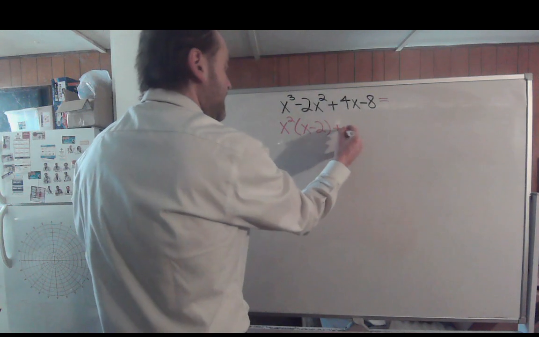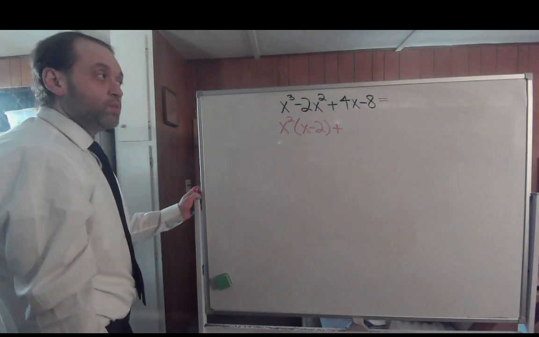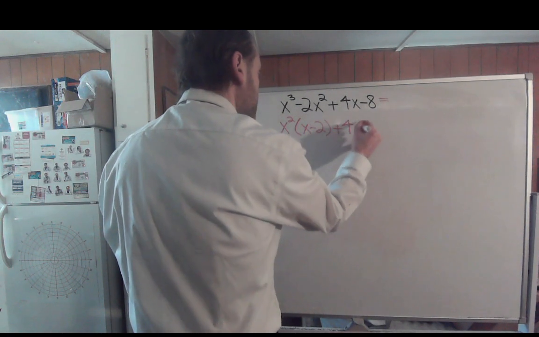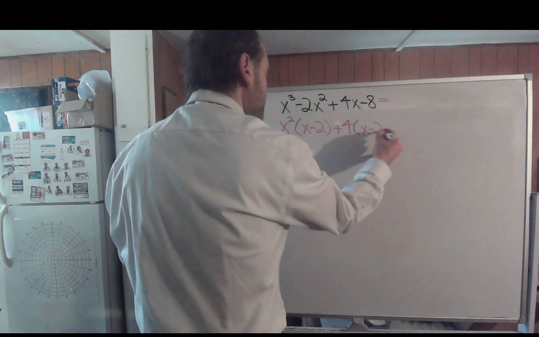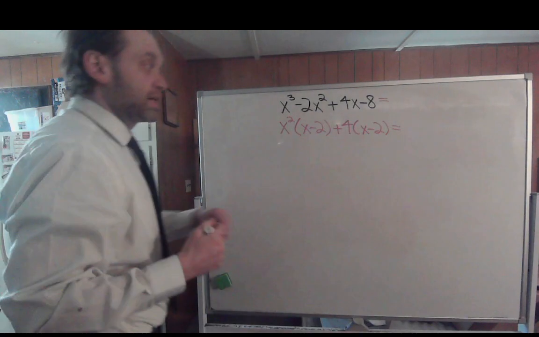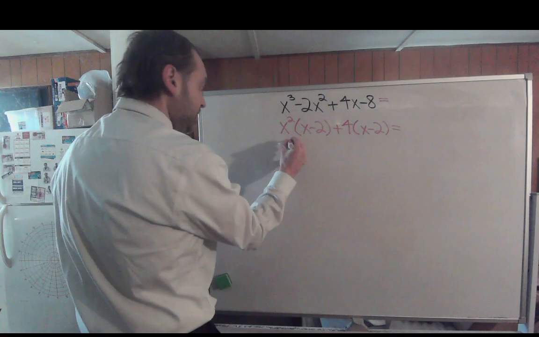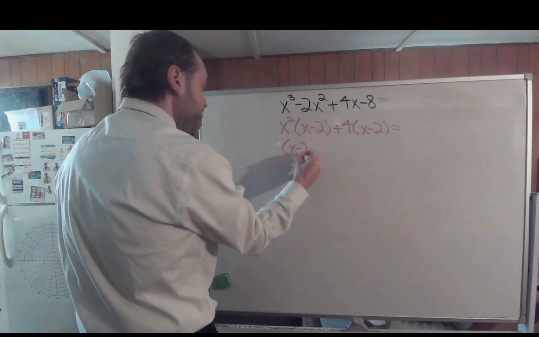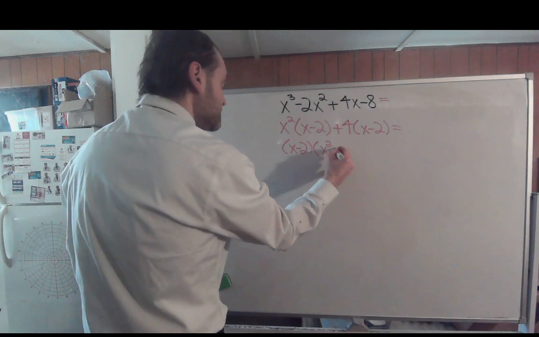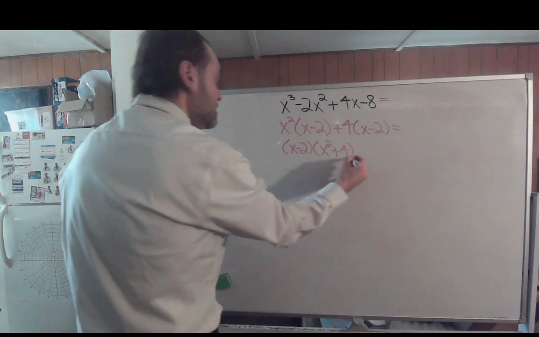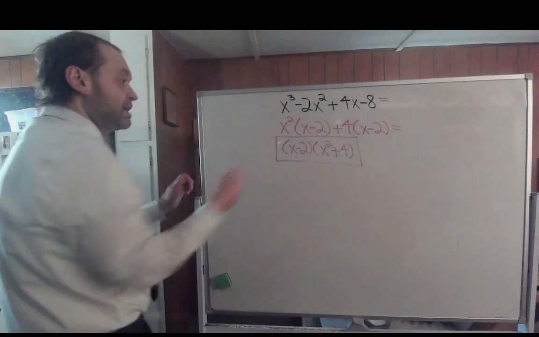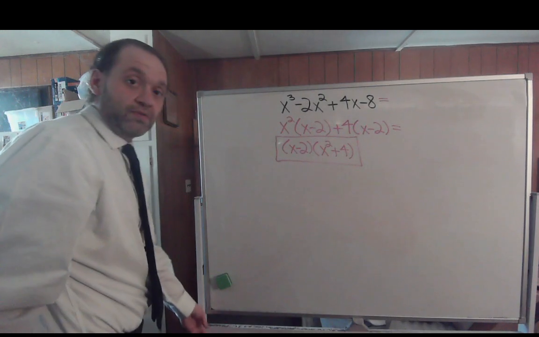Plus now, we have between 4x and negative 8, what do those two terms have in common? They have a 4, so this would be plus 4 times the quantity of x minus 2. So what do we notice? Both terms have a common x minus 2, so you can factor out that x minus 2. You'll get that quantity simply times x squared plus 4. So this is going to factor into the quantity of x minus 2 times the quantity of x squared plus 4.